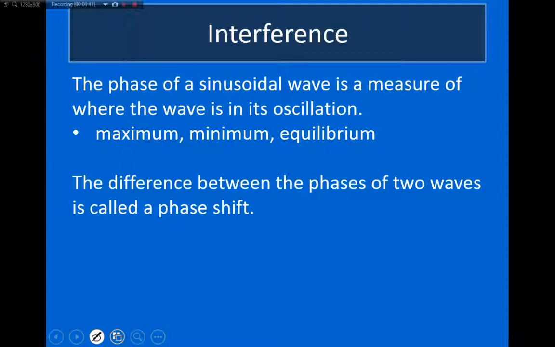Now, when we discuss interference, it's very useful to introduce the concept of phase. Phase is basically just a way of measuring where the wave is in its oscillation. For example, is the wave at its maximum, at its minimum, at its equilibrium. Now, because we'll be studying interference and superposition, we'll be worrying mostly about the difference in the phase between two waves, and this is called a phase shift.